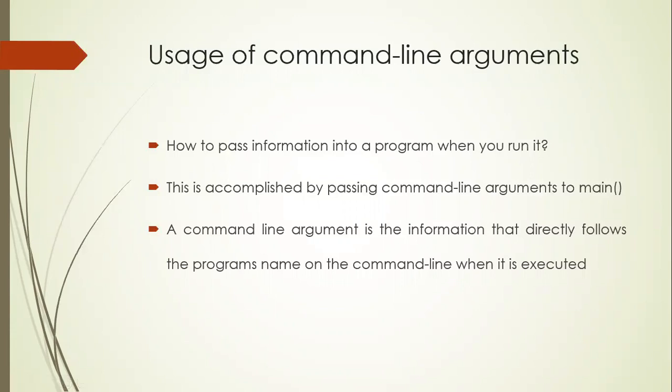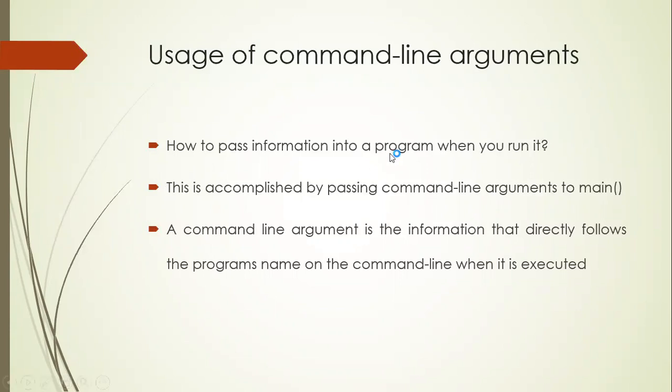Java programs need to go through two phases. One is compilation and the other one is running phase. In the compilation process, we have to use javac space program name dot java. In running, what we have to use is java space program name. So this is how to pass information while running your program.